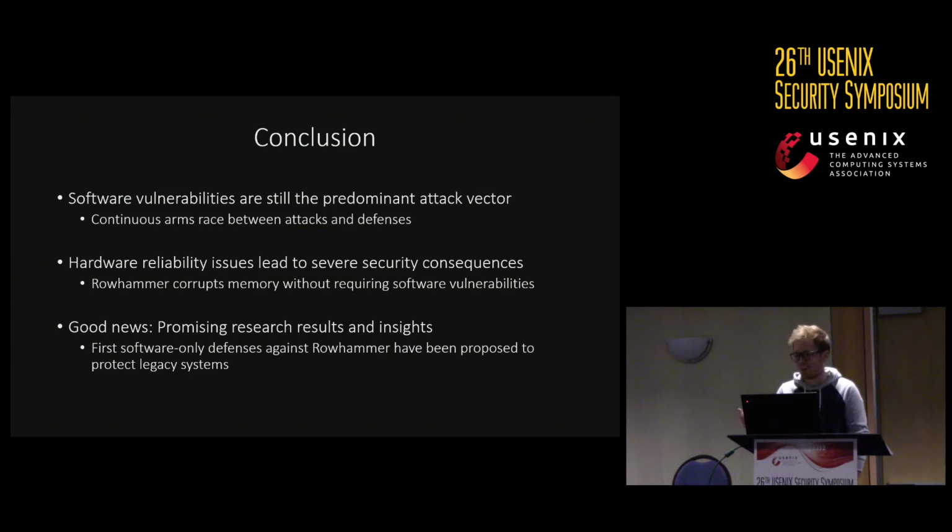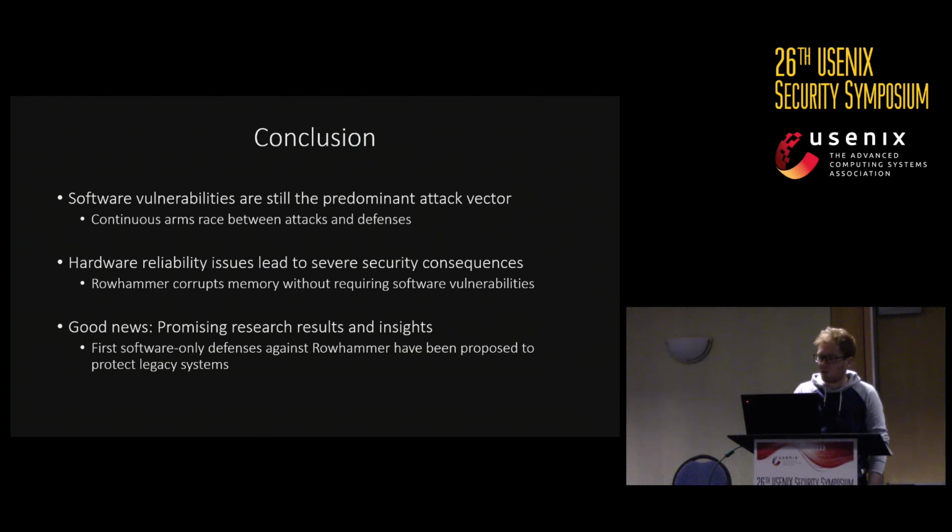So to conclude, software vulnerabilities are still the predominant attack vector, and conducting a Rowhammer attack seems to be a significant investment for the attacker. When compared to traditional memory corruption-based exploitation, this is actually quite a big investment. To the best of my knowledge, we haven't seen any Rowhammer attacks in the wild so far. But that doesn't mean that they don't exist.